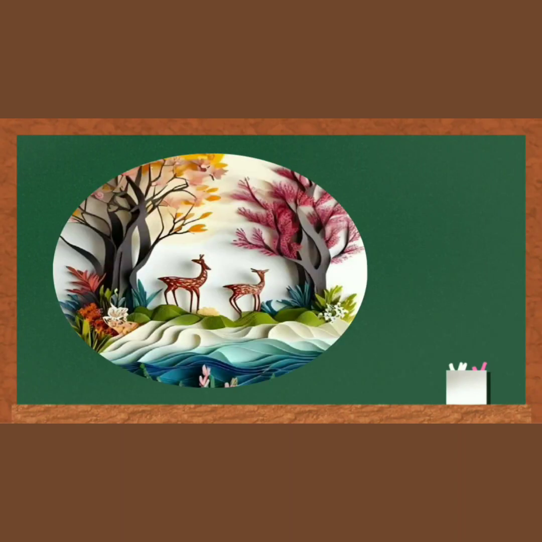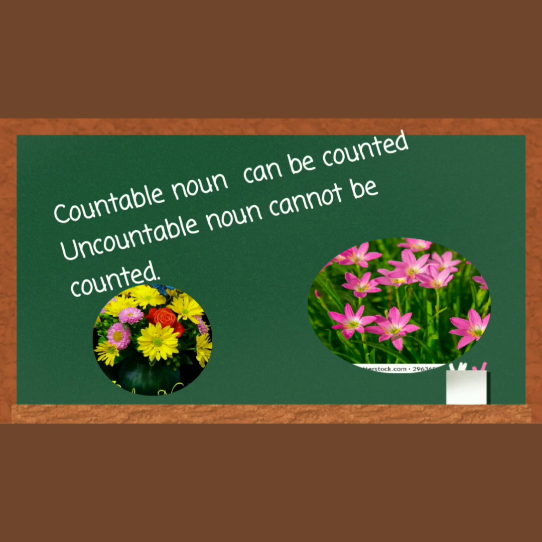Now look at this picture and just observe and list out the things that you can count. I can see deer, tree, leaves, branches, so on and so forth. Start making a list of all these things. And that's how exactly I said a countable noun can be counted.